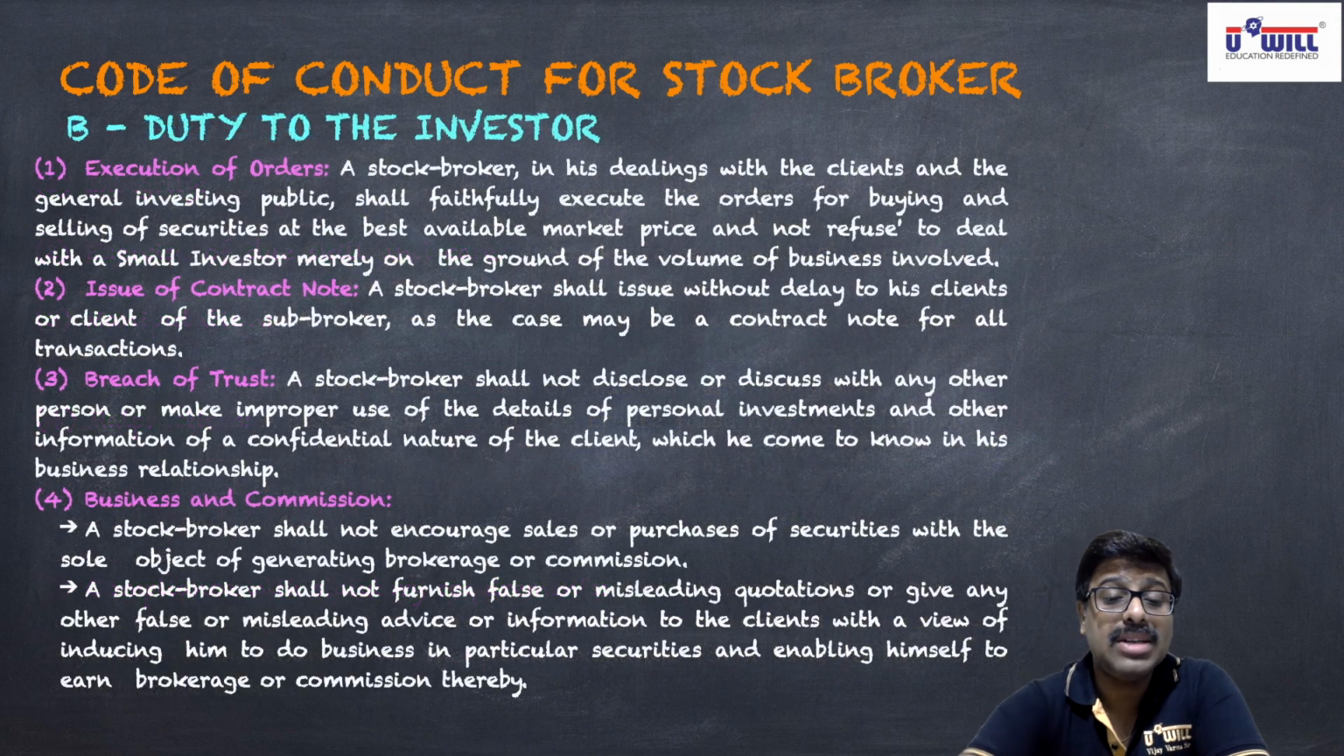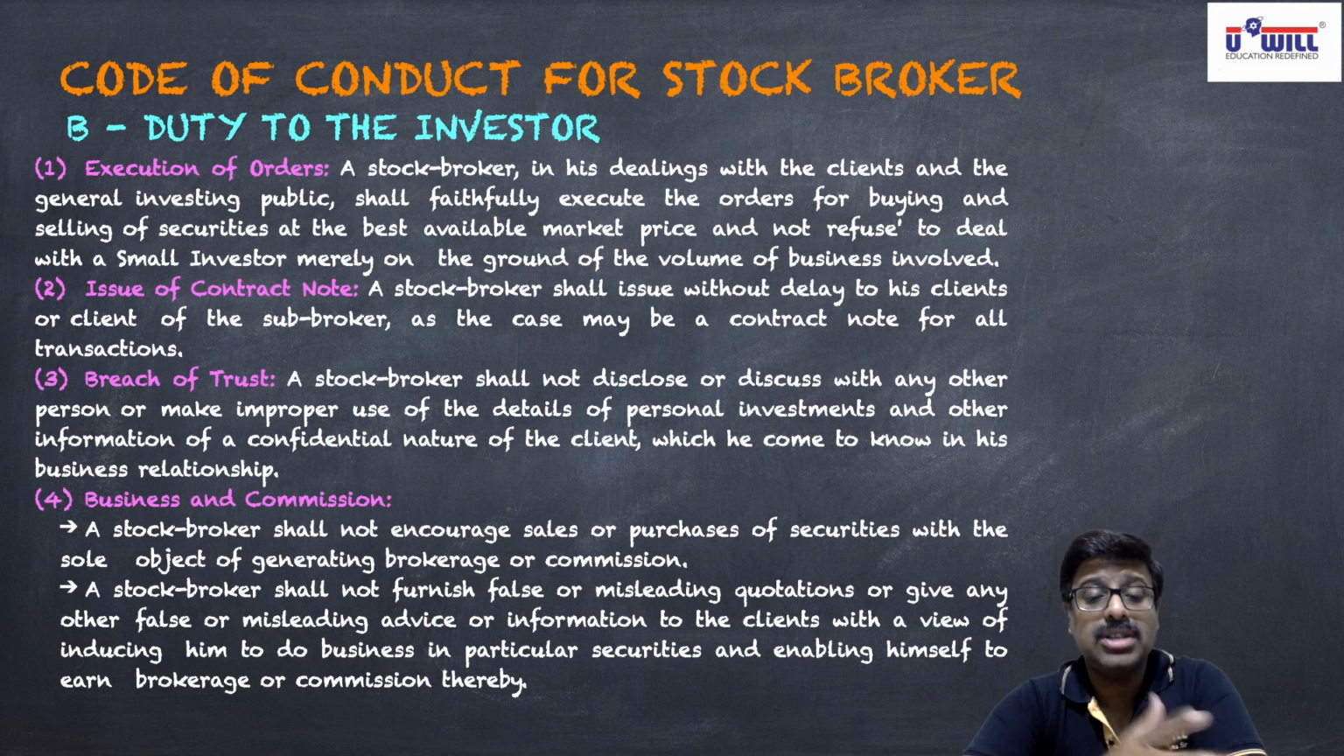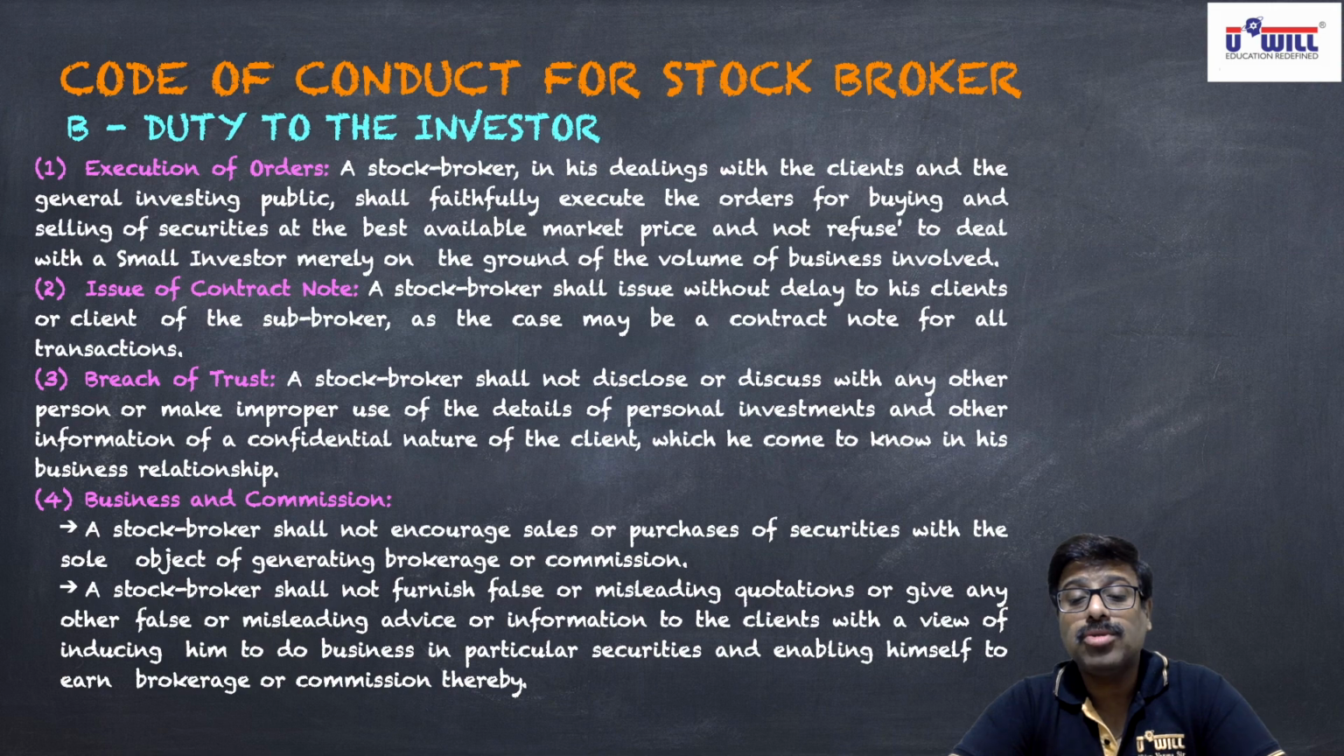Then, duty towards the investor. Execution of orders means whatever orders are given to you to buy at that price, you must be able to buy it if that price is quoted in the stock market. And same way for selling. A stockbroker in his dealings with his clients and the general investing public shall faithfully execute the orders for buying and selling of securities at the best available market price and not refuse to deal with a small investor merely on the grounds of the volume of business involved. So all of you underline, in the second line, execute the orders for buying and selling of securities.